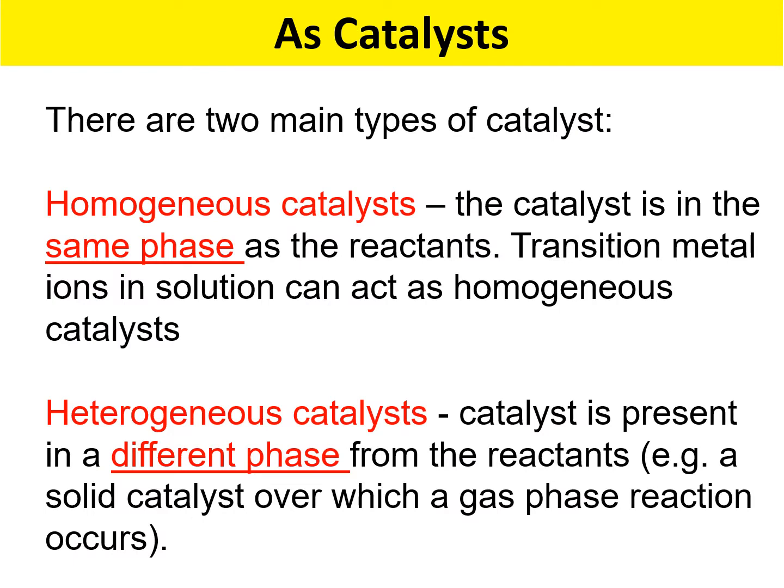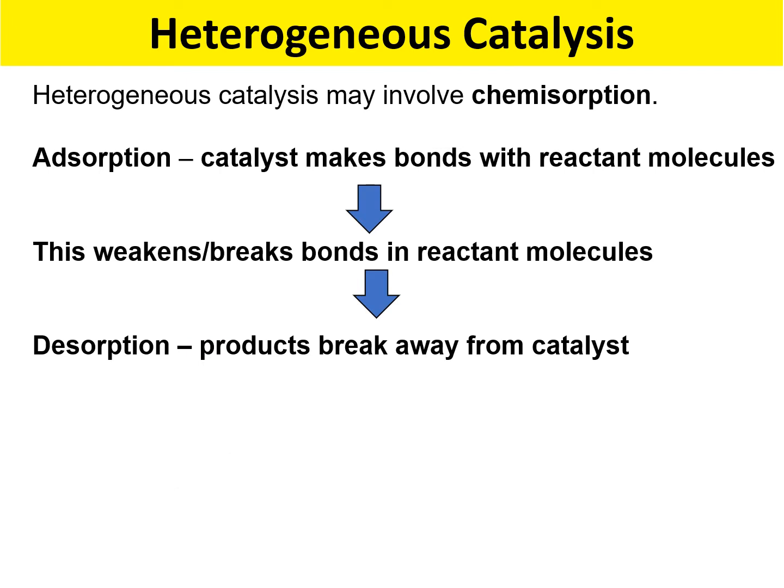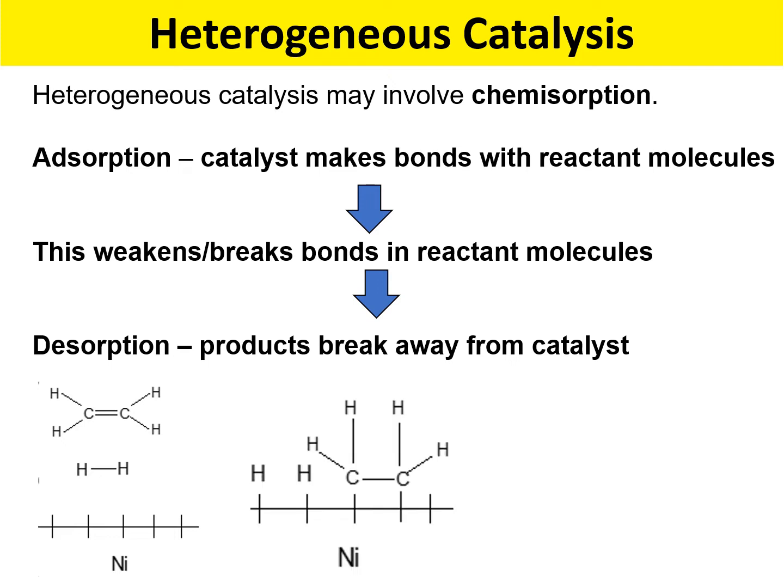There are two main types of catalysts that we met at AS level. Homogeneous catalysts, where the catalyst is in the same phase as the reactants, and heterogeneous catalysts, where the catalyst is in a different phase from the reactants. Heterogeneous catalysis involves the process of chemisorption. The first step is adsorption, and that's where catalysts make bonds with the reactant molecules. This weakens and breaks the bonds in the reactant molecules, which can then recombine to form the product, which breaks away from the catalyst.